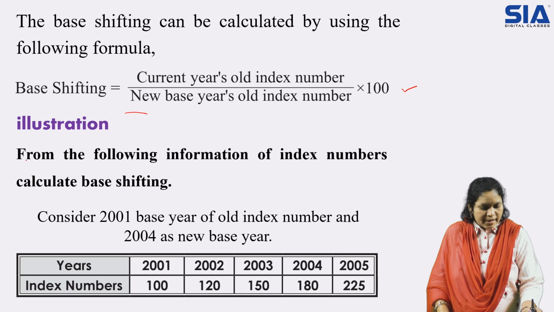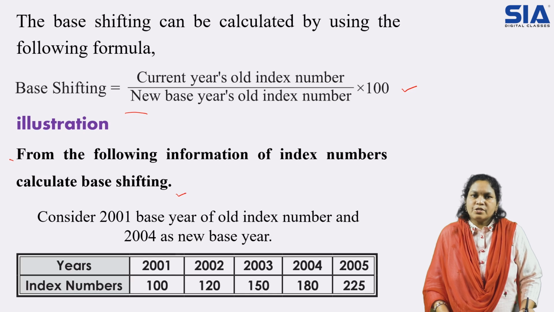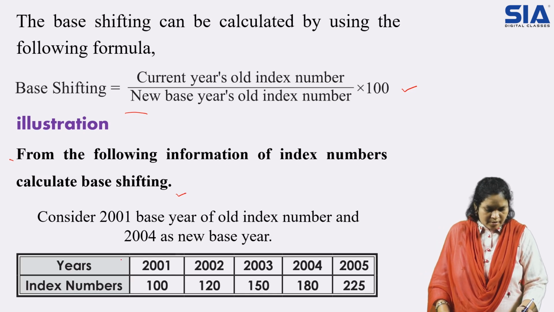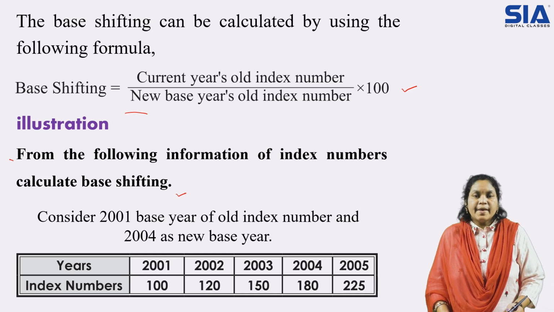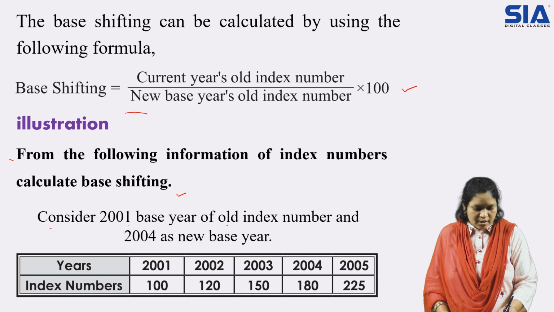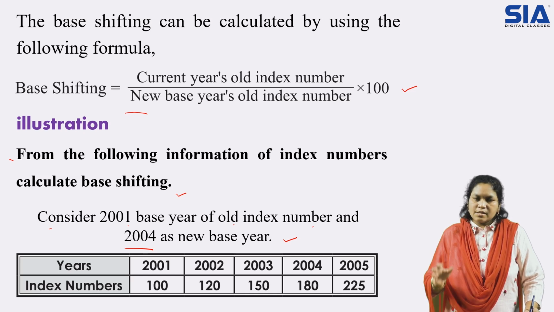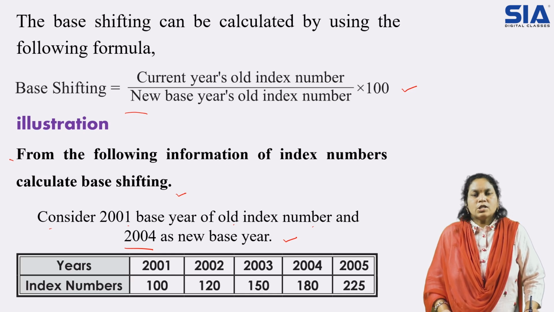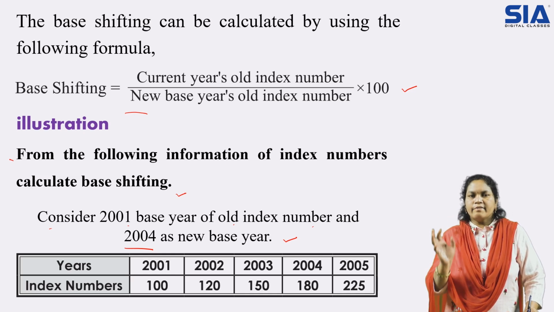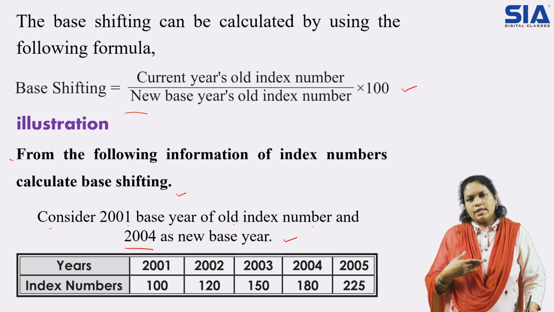We have one example here. From the following information of index numbers, calculate base shifting. So we need to calculate base shifting here. They have specified the new base period: consider 2001 as the base year of the old index numbers and 2004 as the new base year. So they want to convert from 2001 to 2004 as the new base year. The 2004 value becomes our new base period, and that value we have to divide into each and all of the other values.